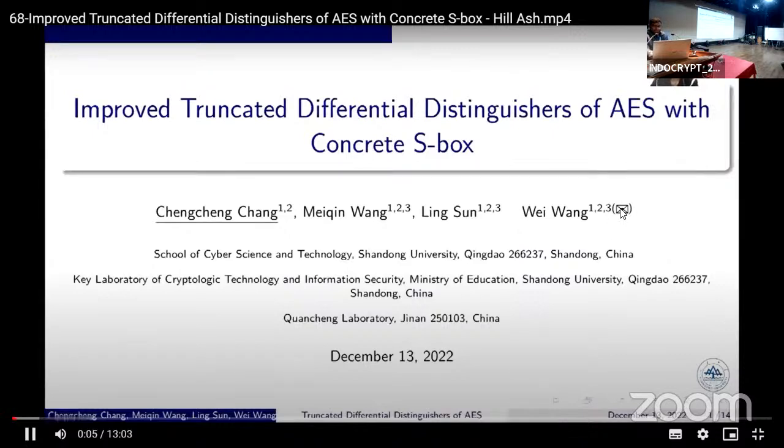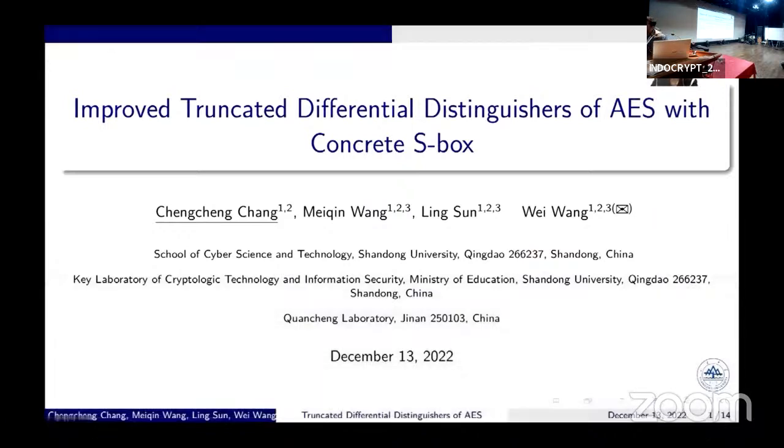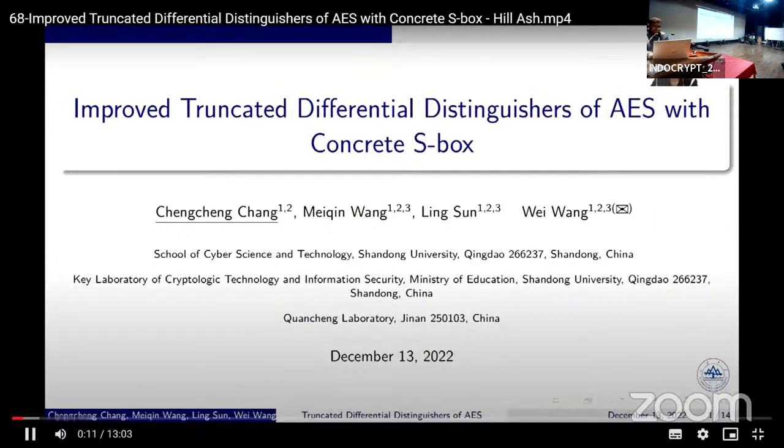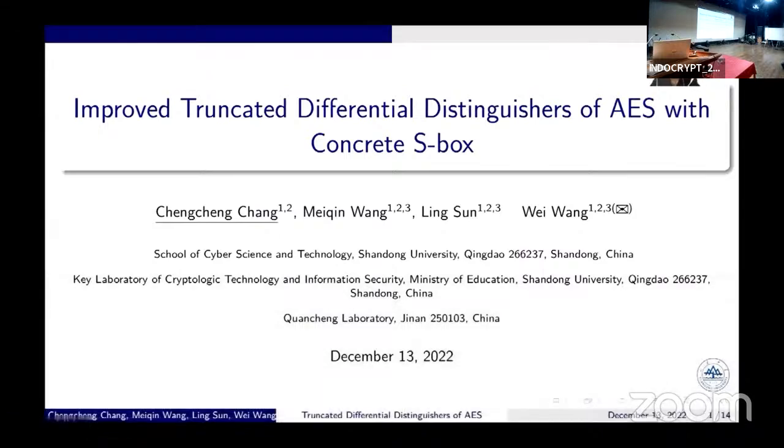Hello everyone. The topic for today's report is integral distinguishers of AES. The authors are Chang and their coauthors.